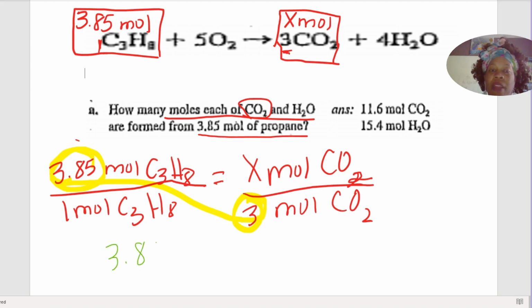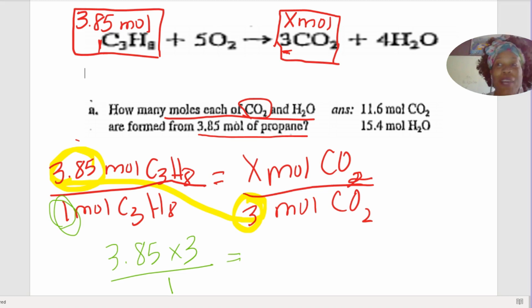3.85 times 3. Now, guess what? I've got to divide by the last number in the problem, which is this 1 right here. I'm going to put that on the very bottom. Now, y'all know significant digits is here. It didn't leave you.